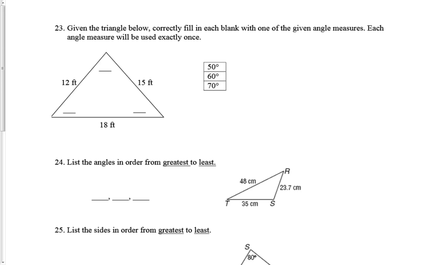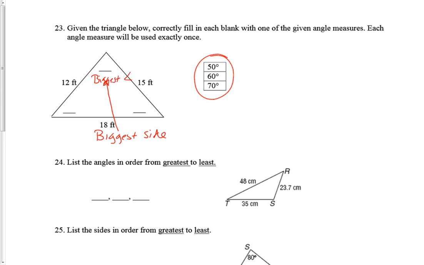Number 23. So number 23, we have this triangle, and we have these three angles that we want to place somewhere. All we know is these sides. So what I know is this is the biggest side, and across from the biggest side, this has to be the biggest angle.